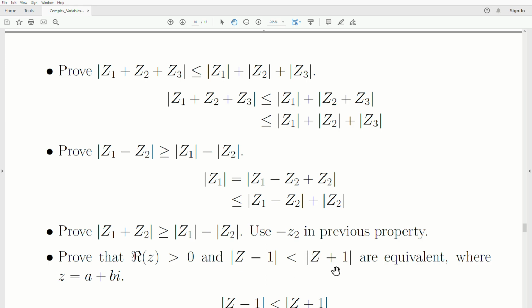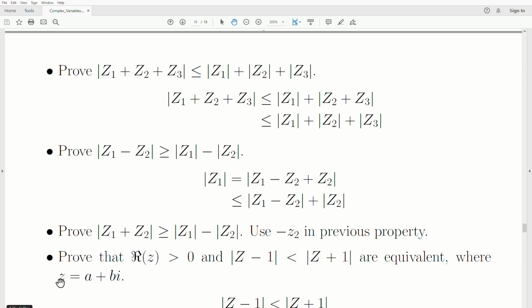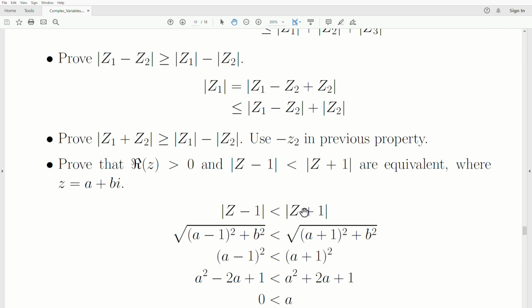Now this next property I actually find quite fascinating because it's not obvious to me. So we want to show that the real part of a complex number being greater than 0, so that means the right half of the complex plane, is equal to this inequality. And so we let z be this complex number. So we look at this inequality, and then by definition, the modulus of z minus 1 is this, and the modulus of z plus 1 is this.